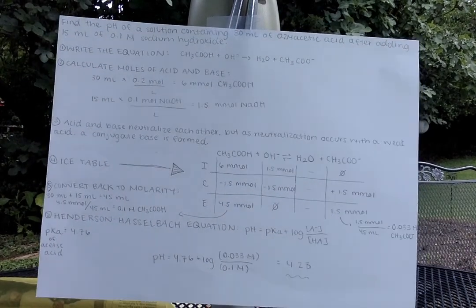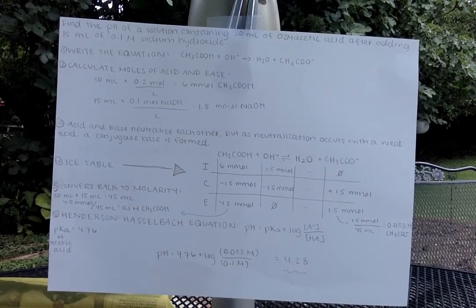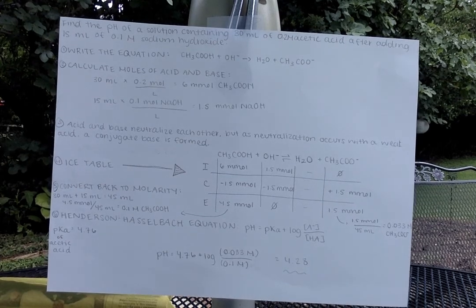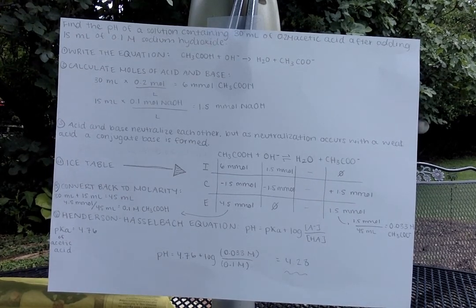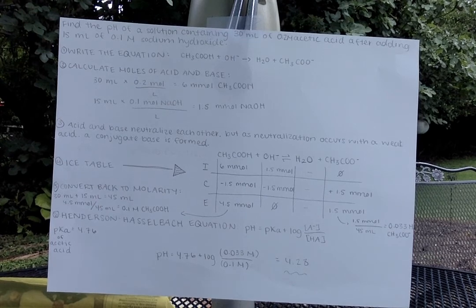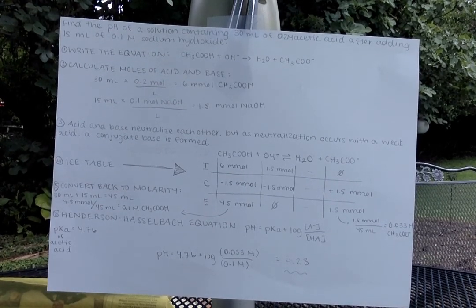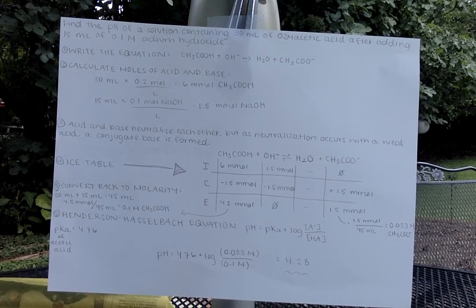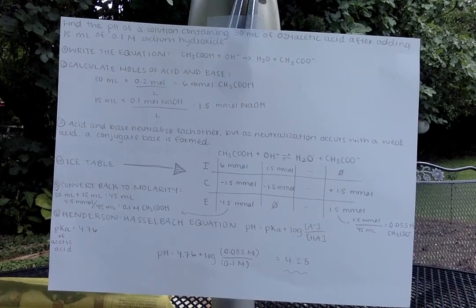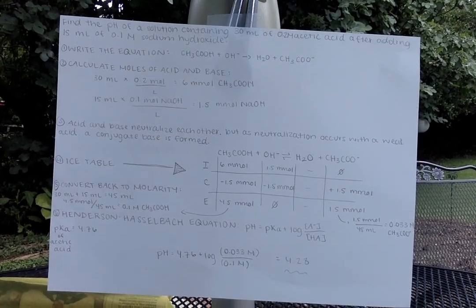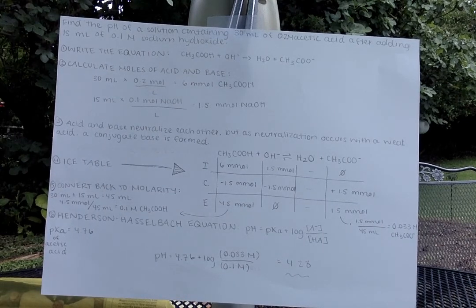So this problem is to find the pH of a solution containing 30 milliliters of 0.2 molar acetic acid after adding 15 milliliters of 0.1 molar sodium hydroxide. The first step for any titration problem is to write the equation out so you know what's going on in this beaker, what's going on in this experiment. So for this equation I have acetic acid, which is CH3COOH, plus OH minus yielding water plus CH3COO minus.